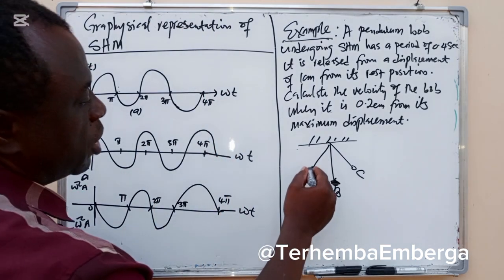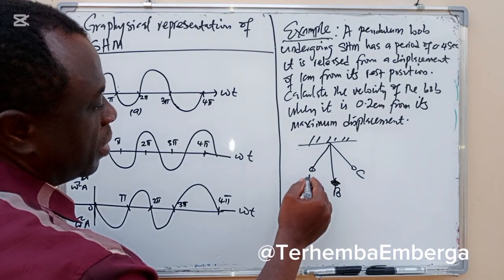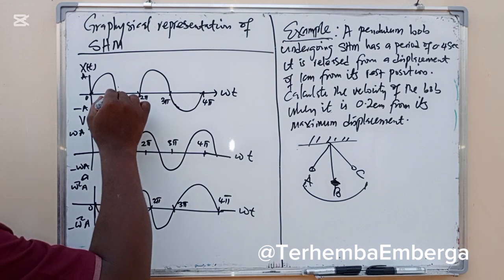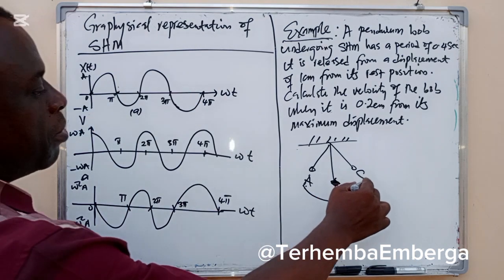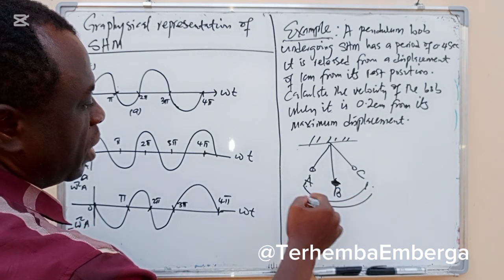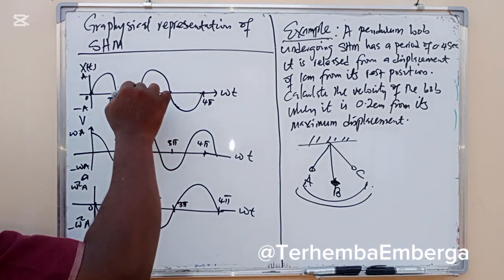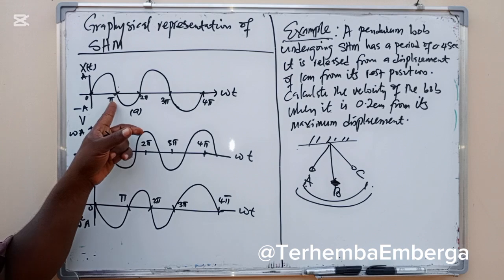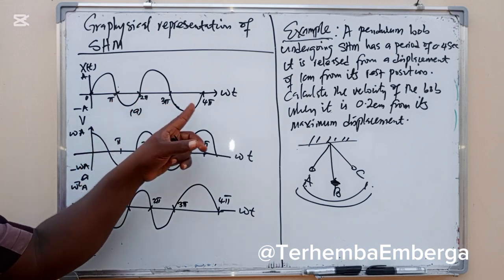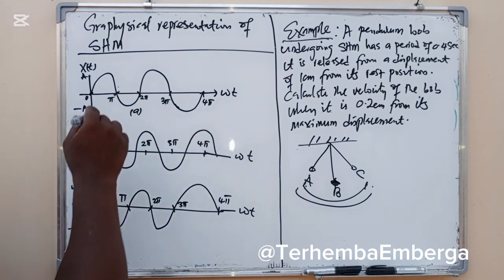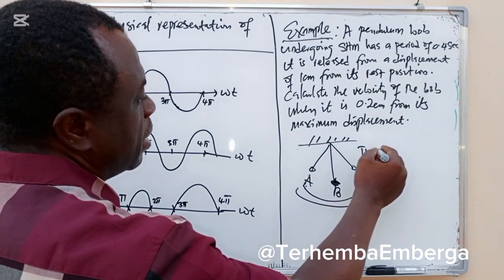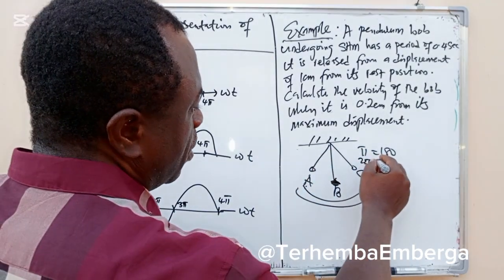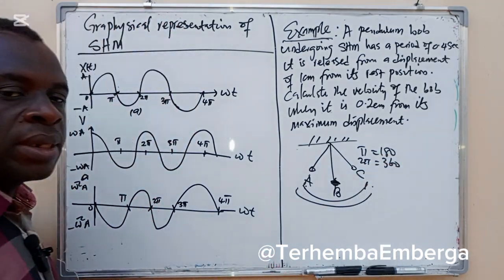Assuming the journey starts from point A and moves to C, it has covered this distance. That is half a circle. By the time it moves from point C through B to A, it has covered another half a circle. And when you look at this diagram, we have pi, 2 pi, 3 pi, 4 pi. So pi, in terms of degrees, means 180 degrees. That is half a circle. 2 pi, we're talking about 360 degrees, and so on.